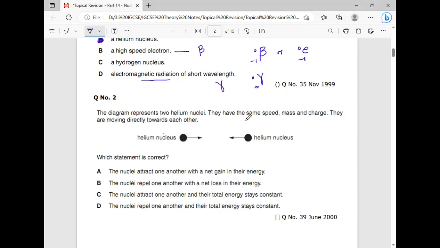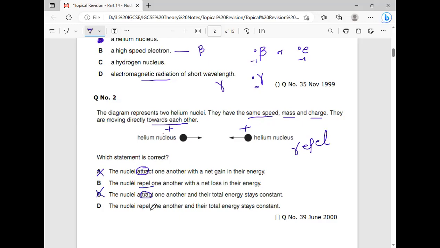Okay, number two. The diagram represents two helium nuclei. They have the same speed, same mass and same charge, so they are moving directly towards each other. Which statement is correct? Since we know that a nucleus carries positive charge, and obviously this nucleus also carries positive charge, like charges always repel each other. So attraction and attraction, these two options are cancelled out.